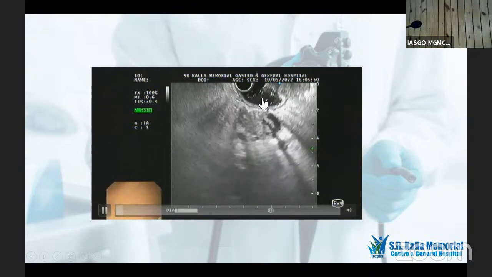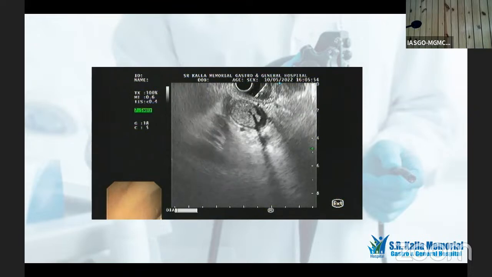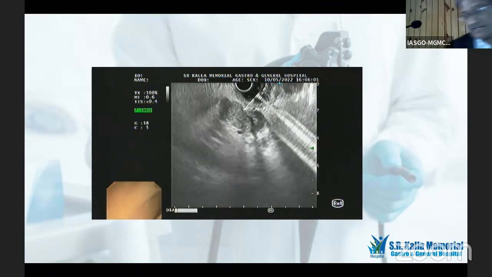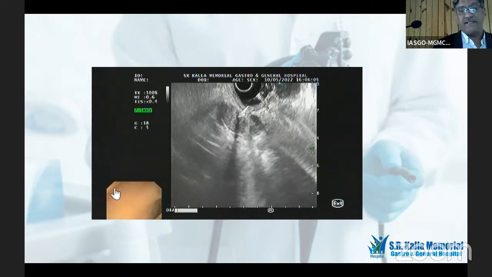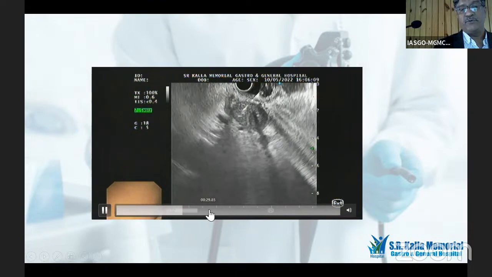So when you see this black thing where the arrow was, this is the area from where the needle comes in. The needle punctures the common bile duct. When you go inside the common bile duct, you push in your guide wire, and through the guide wire, you dilate the tract and you place a stent. So this is a very good palliation, which takes around 15 to 20 minutes to do.